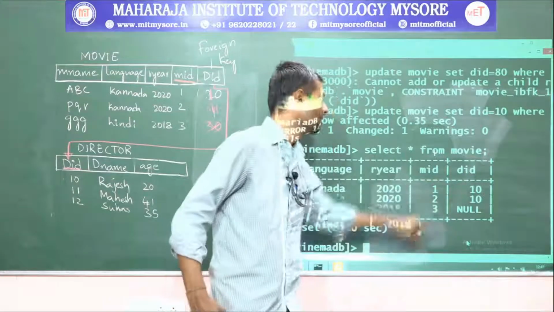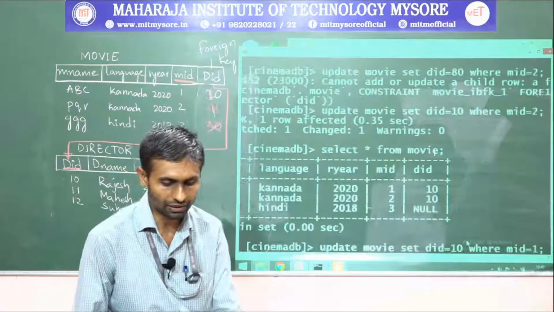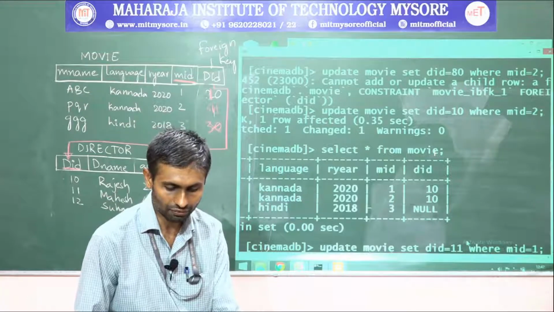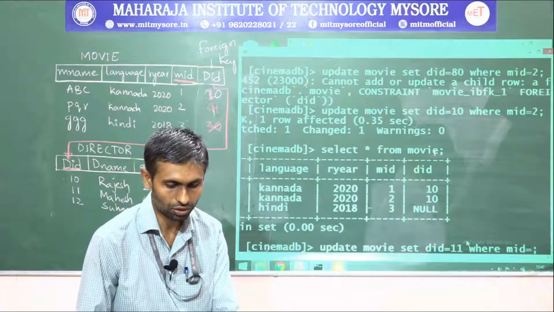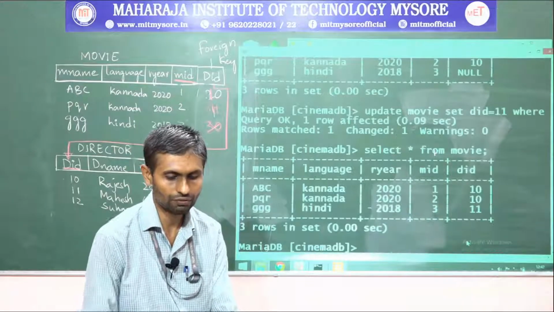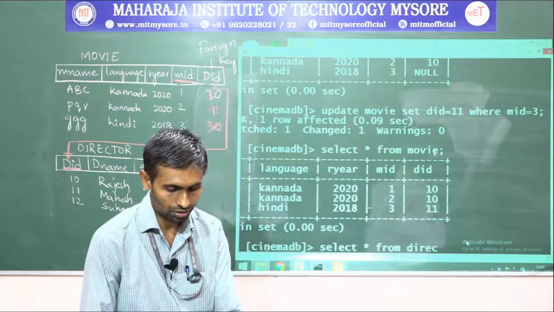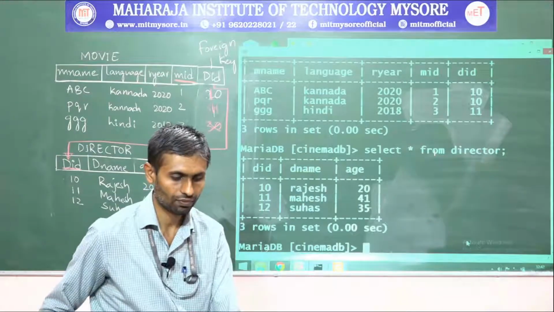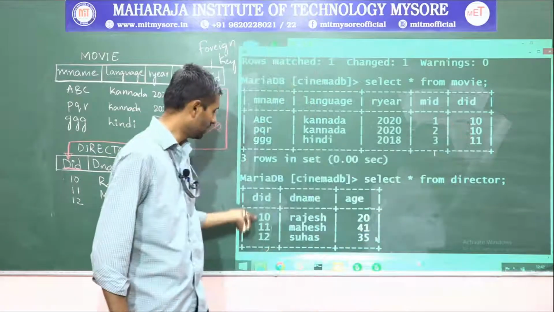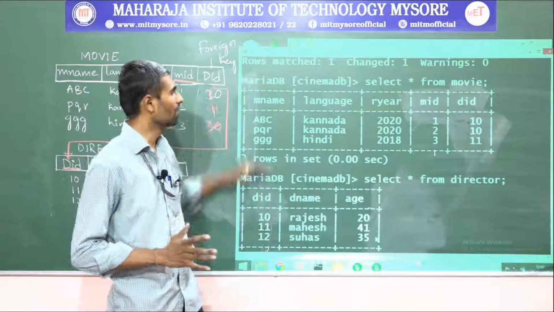10 twice indicates a director directing multiple movies. Fine. Let me update the last value. I'll update DID as 11 where MID is 3. Yes, we have successfully updated. Select star from movie and select star from director. Fine. Yes. Only 10, 10, 11. All these values are present only in this list.